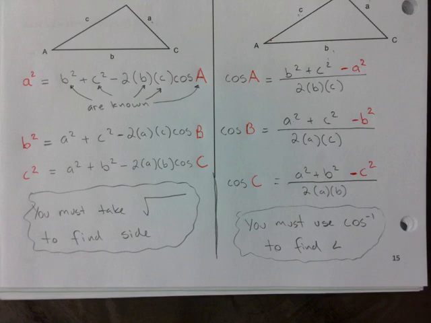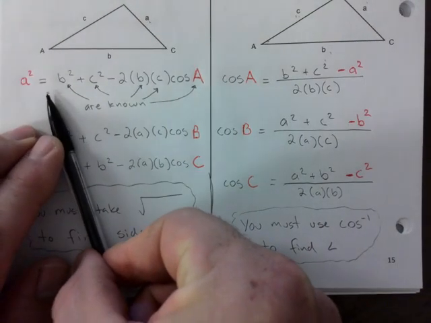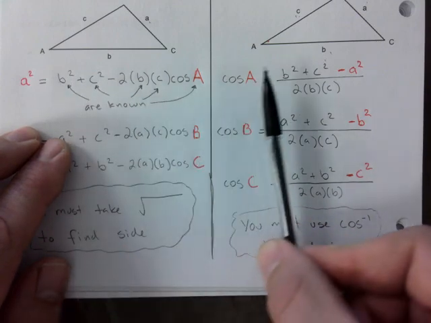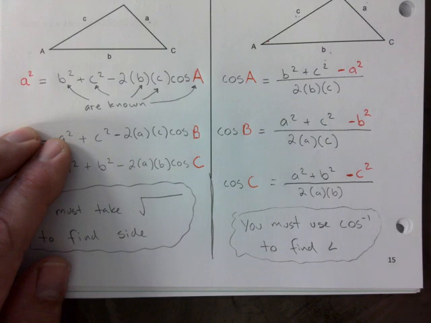How's cosine law different? Well, if it's side angle side, you're going to have to use this version. If it's side side side, you're going to have to use this version here. Okay.